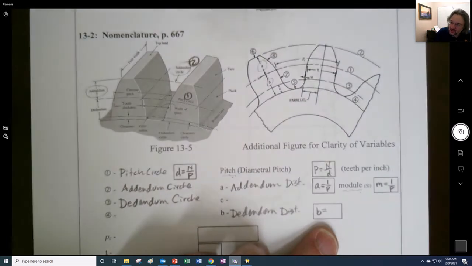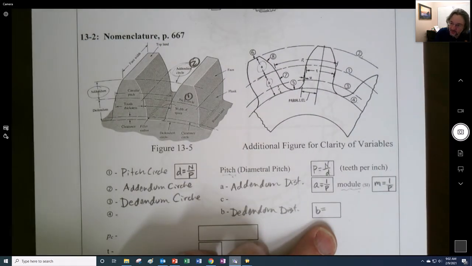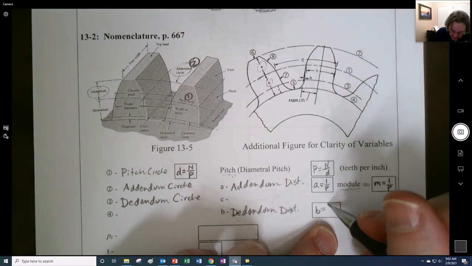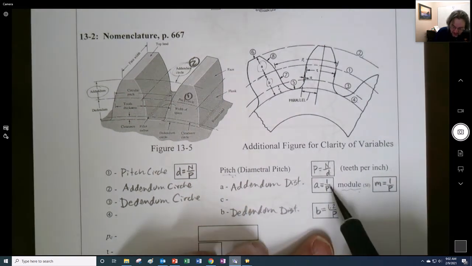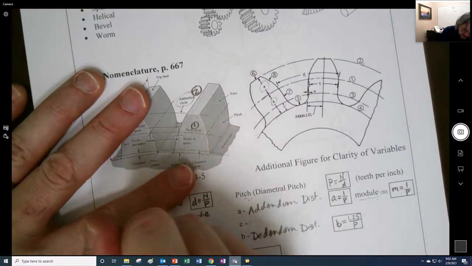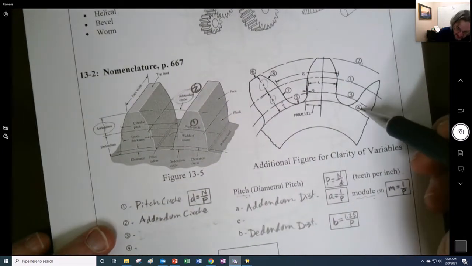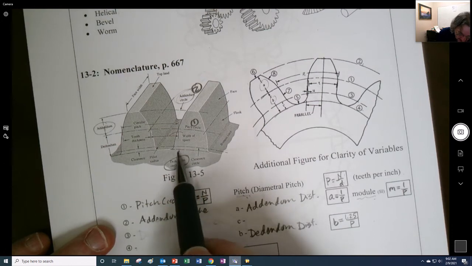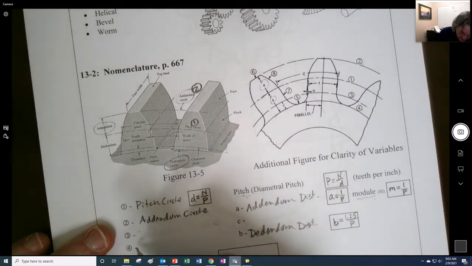We could look up in a table in a later part of the book where we'll see that there are other configurations besides this, but typically it's 1.25 divided by pitch. So the dedendum is 25% bigger than the addendum, right? And I accidentally made that number 3, it should have been number 4. So we're talking about that one right there. You can see that the dedendum circle is the bottom one right there. So I should have put dedendum there.